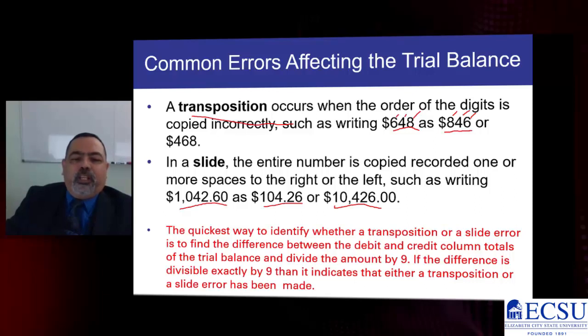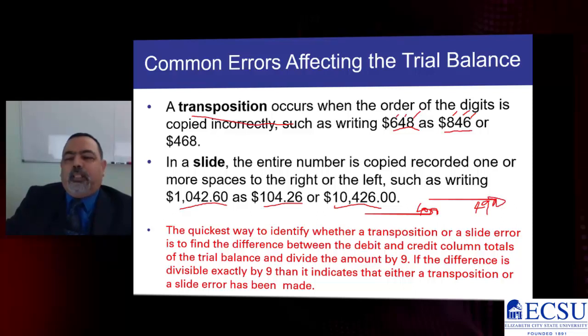Now, the quickest way to identify whether a transposition or a slide error has been made is to find the difference. You just find the difference of the totals. So let's say the debit side total is 4,000 and the credit side total is 4,900.